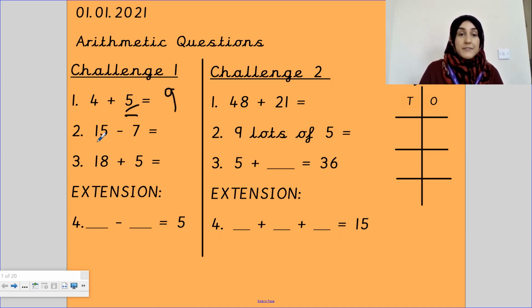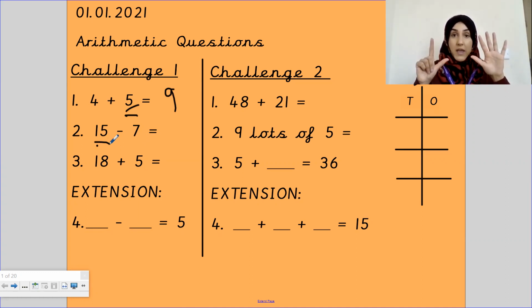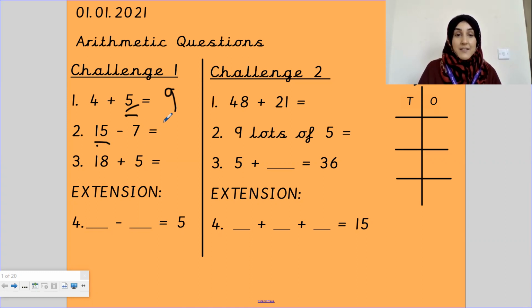Next one, we have 15 take away 7. So I'm going to put 15 in my head. I'm going to hold up 7 fingers and then take away. So that's 15, 14, 13, 12, 11, 10, 9, 8. Fantastic. 15 take away 7 equals 8.